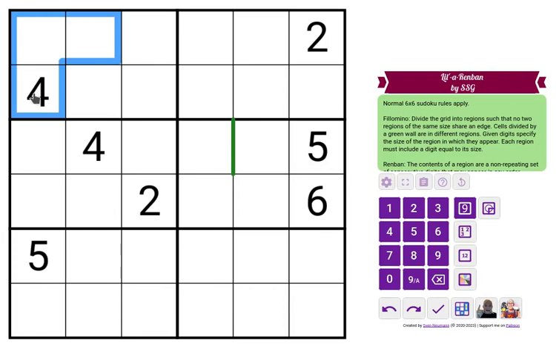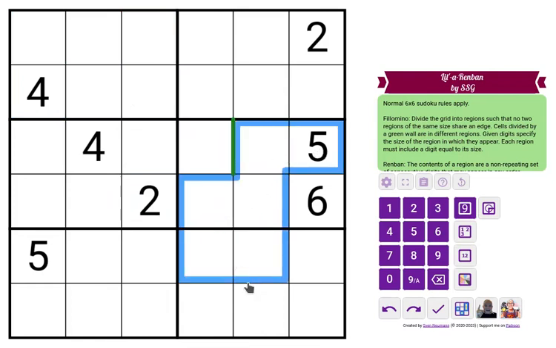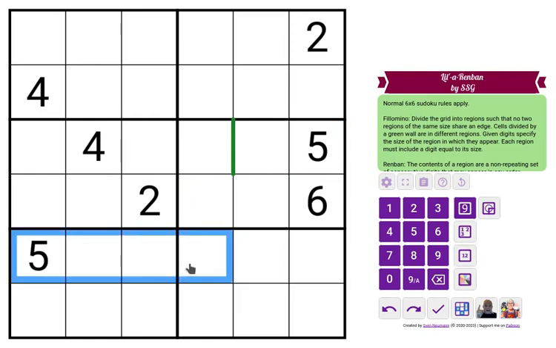So it could be 2, 3, or 2, 1, for instance. Could go 5, something, this is 6, but 5. It must contain a set of consecutive digits, and if it goes this way, this can't be 5, because this cannot repeat. So that's for the rules.